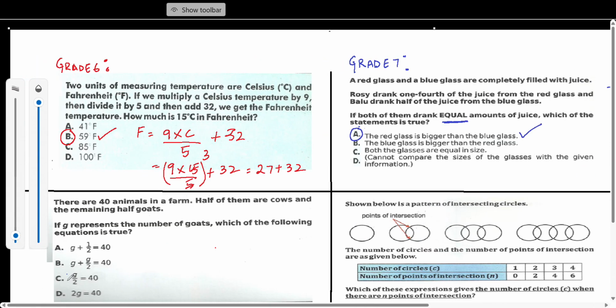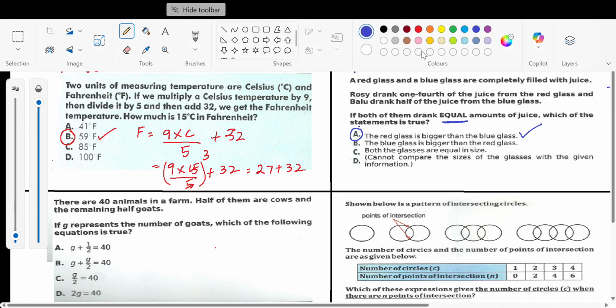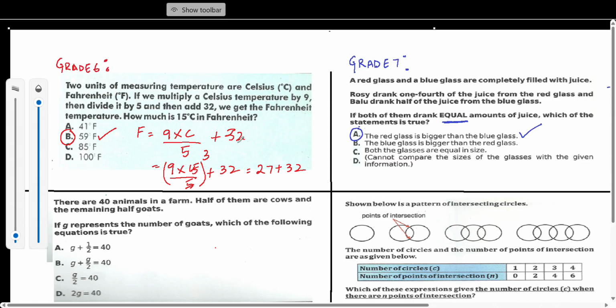Now, coming back to the question on the left bottom, this is a grade 8 question. It says there are 40 animals in a farm. Half of them are cows. 40 is total, cows are 20. Remaining half goats, so obviously goats are 20.